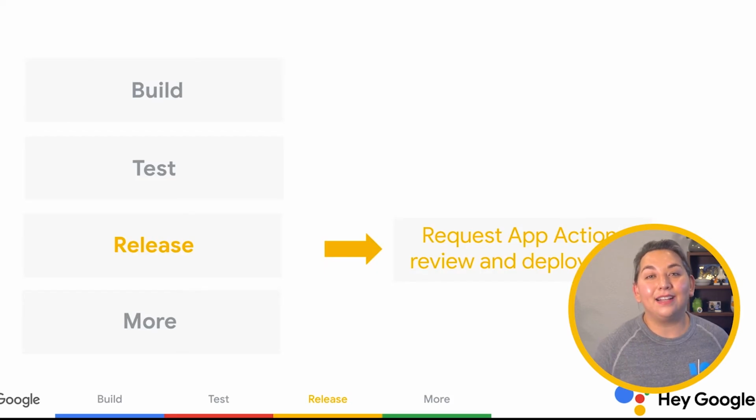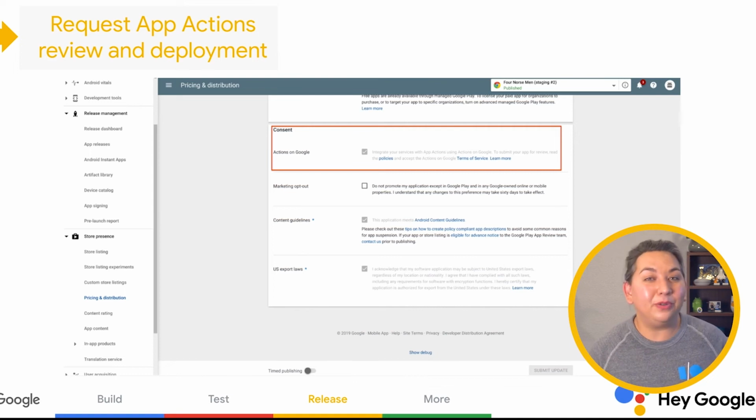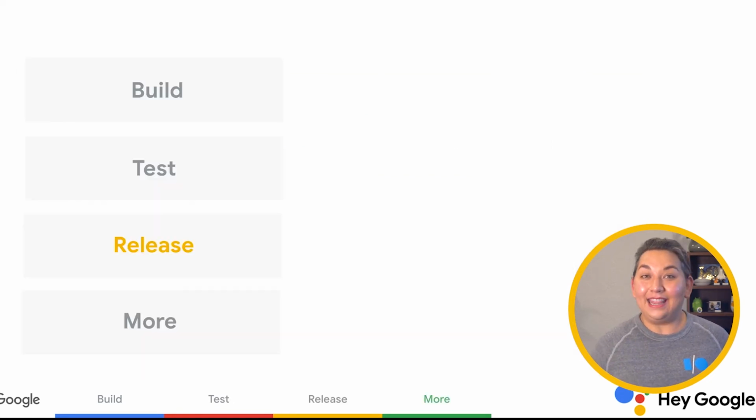Now that it works, next is to request a review and deploy. Before submitting your newly uploaded Android app to Google Play console, you'll need to accept the Actions on Google terms of service under pricing and distribution. The App Actions review does not affect your Android app review and the deployment status in Google Play. So after it's approved, the app action will be available to users of your published or open test releases. And that's it for building, testing, and releasing your app actions.